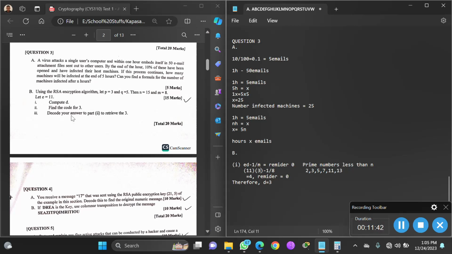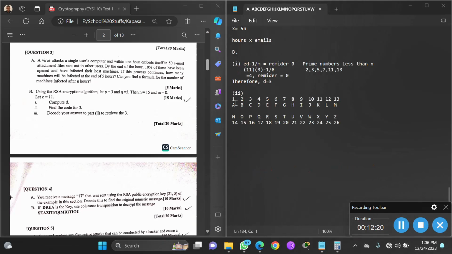So let's proceed to the second question, which says find the code for 3. Now this would be interesting. First of all, we need to understand the question. If they tell you to find the code for 3, it means that they want you to encrypt a letter which is at position number 3. I'll explain everything and give you the formulas for encrypting and decrypting, so don't worry.